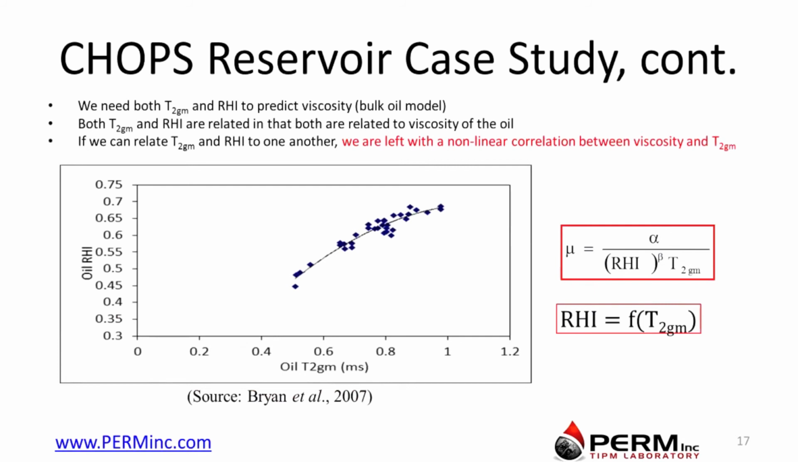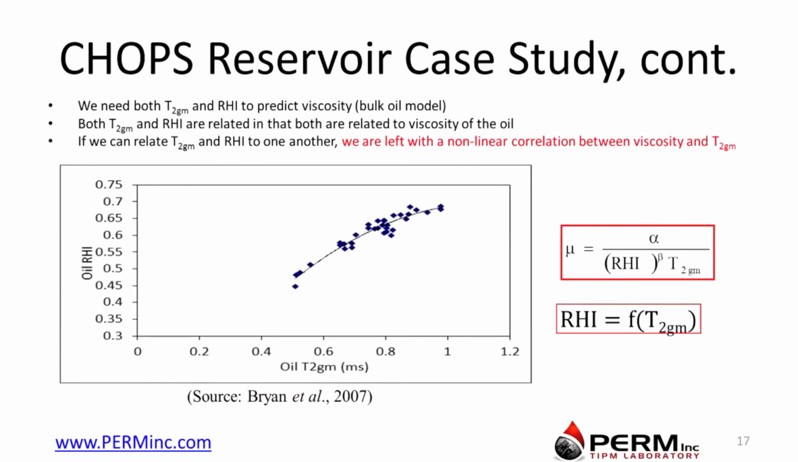Now remember that we had two things we needed to predict viscosity. We had T2GM, which we got directly, and then we had RHI. RHI is more difficult for an in situ fluid because in order to get the amplitude per gram of oil, you need to know how much oil is present. And this is an unknown in an oil sand system.